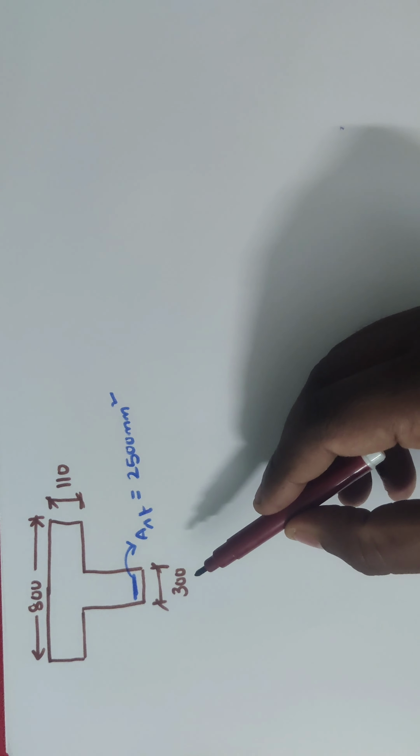This value is greater than depth of the flange. See, xu is greater than df. If this xu value is greater than df, what should we do? We need to determine the df by d value. What is the df by d value? Depth of the flange is 110 and effective depth is 600. This value is 0.18. It is less than 0.2.